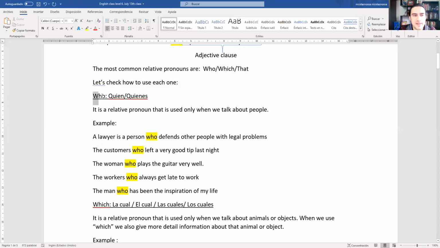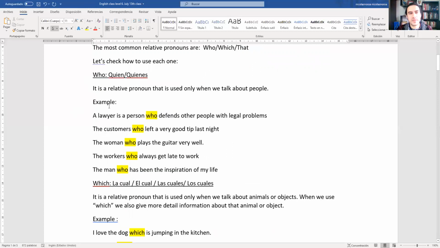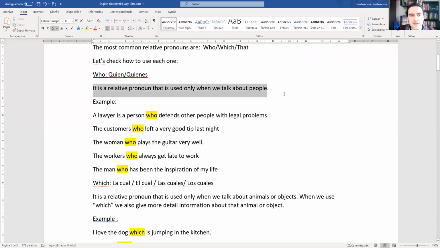So let's begin. The relative pronoun who in Spanish means quién or quiénes. That's the translation in Spanish for who: quién, singular, quiénes, plural, okay? It's a relative pronoun that is used only, be careful, only when we talk about people. So if you are describing a person, use the relative pronoun who.